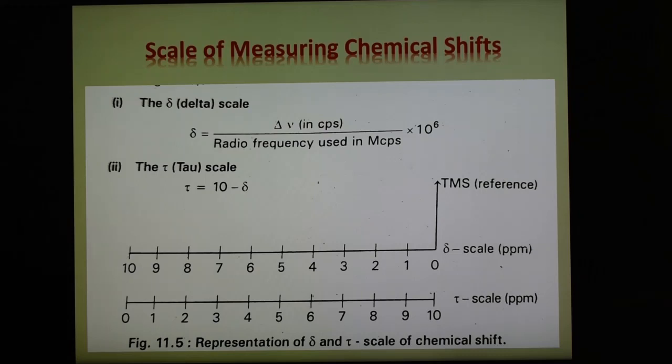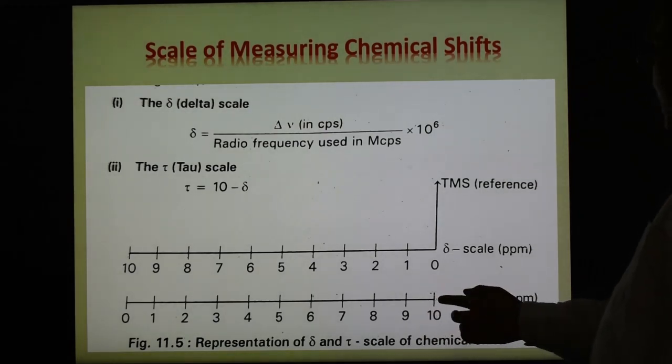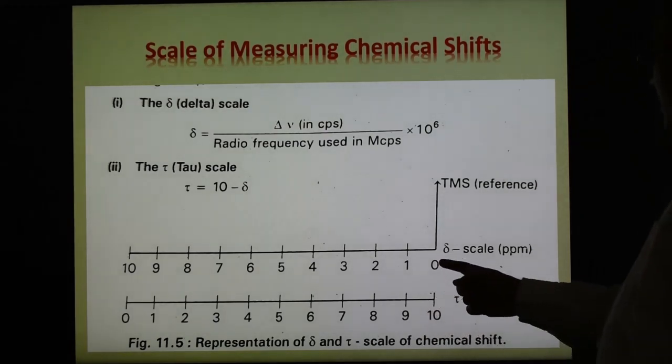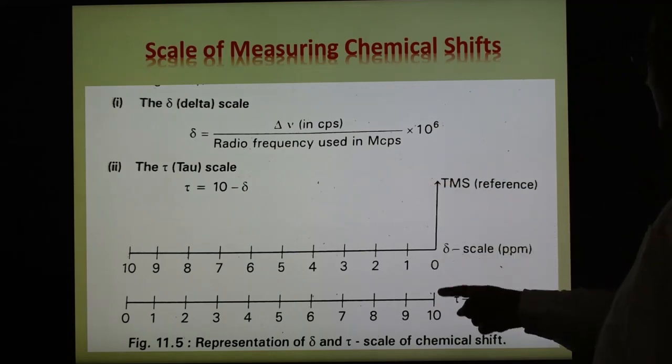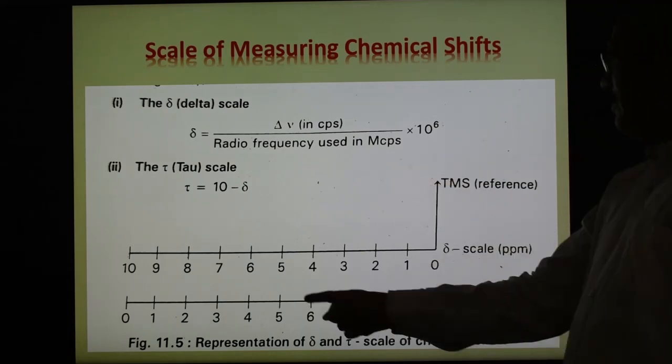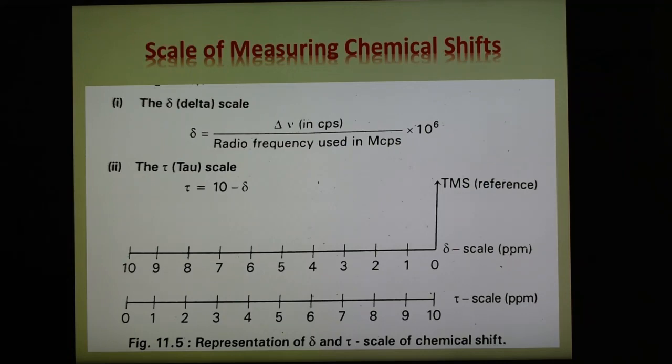And after that, opposite to that, the tau scale, 10 minus delta. So what is it now here? It is 10, 9, 8, 7, 6 like that. So two scales have been shown, and these two scales are used to measure the value of chemical shift.